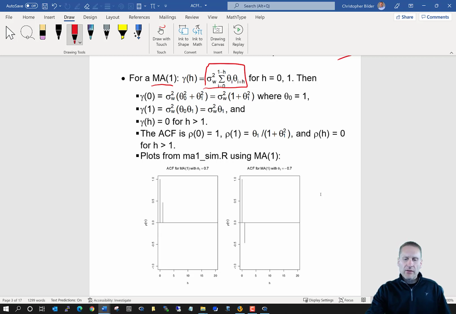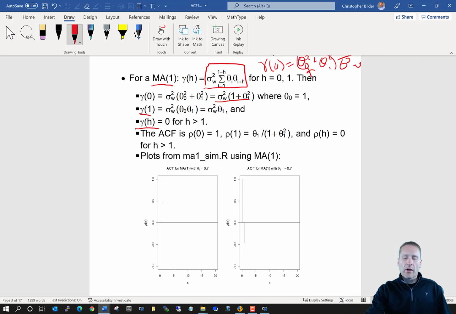So when the lag is equal to 0, we have gamma 0 of theta 0 squared plus theta 1 squared, and also we're going to have a sigma squared w out there. We know this theta 0 is equal to 1, and so this is how we get this result. Similarly, you can see on your own for lag 1, sigma squared times theta 1, and of course we have the autocovariance function equal to 0 for h greater than 1.